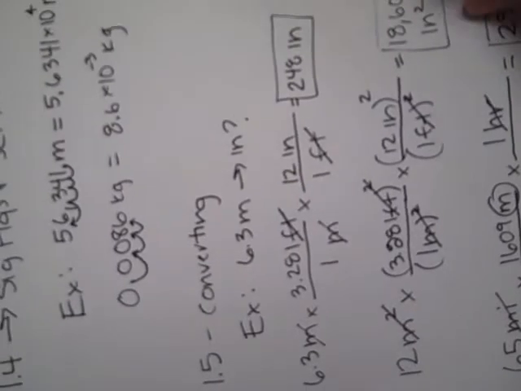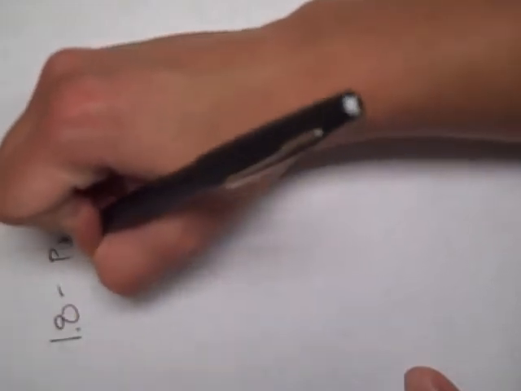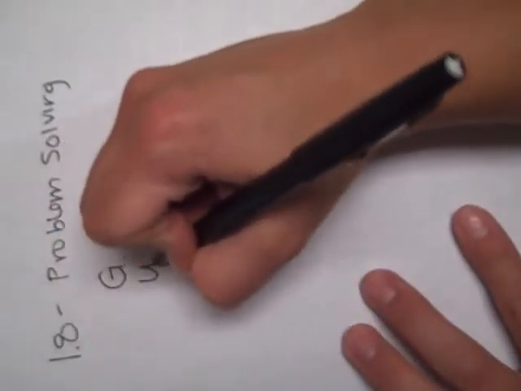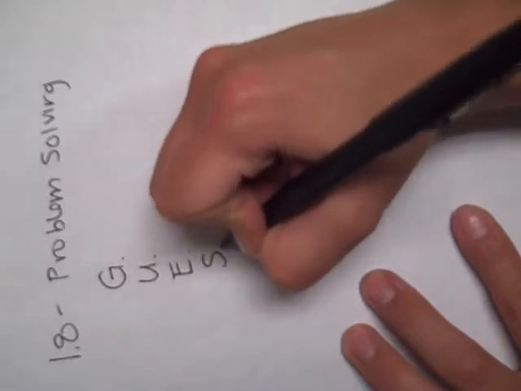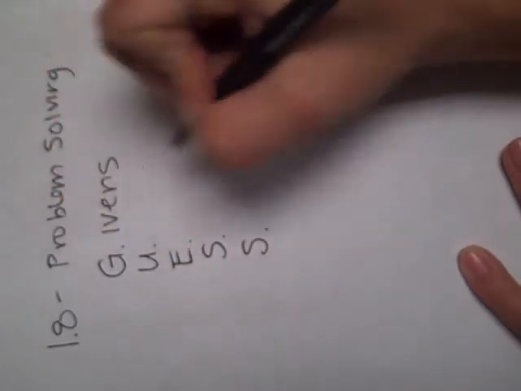The last few things that aren't specifically, I guess, section 1.8 in your book, is the idea of problem solving. While it's good to look over that section, I'm going to summarize by teaching you this thing I like to call the guess method, which is my way of going through all the steps that you need to do when you're solving a problem. So G in my little acronym here stands for givens.